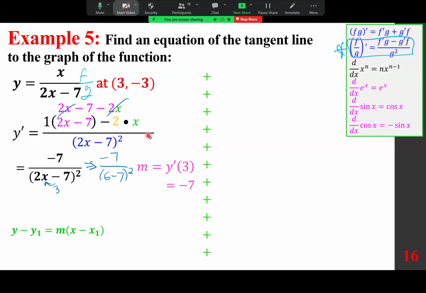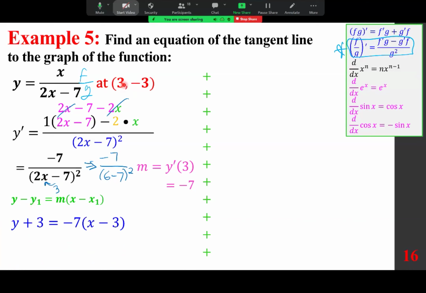Now we use y minus y1 equals m times x minus x1, which means y minus negative 3, or plus 3, is minus 7 times x minus 3. We are going to distribute, and we get minus 7x plus 21. We are going to subtract 3, and it results in y equals minus 7x plus 18. That is the tangent line. And if you plug in and it works, it just says that this process was right.